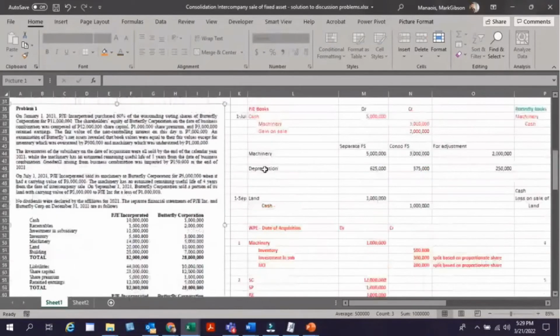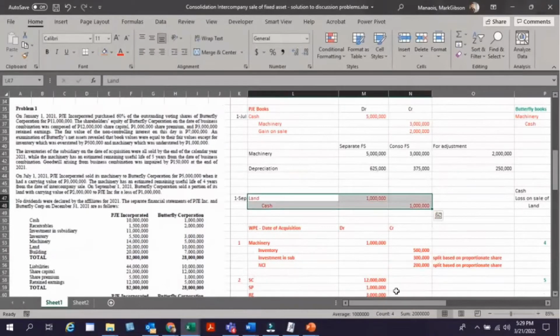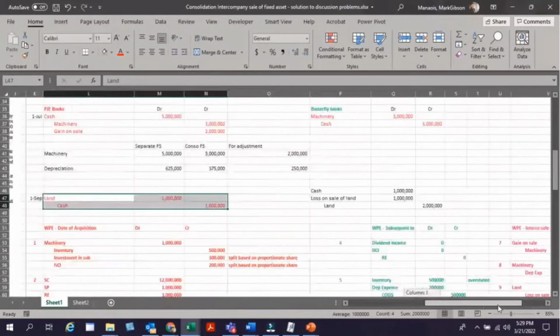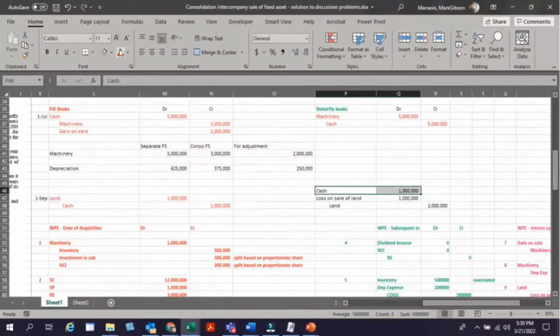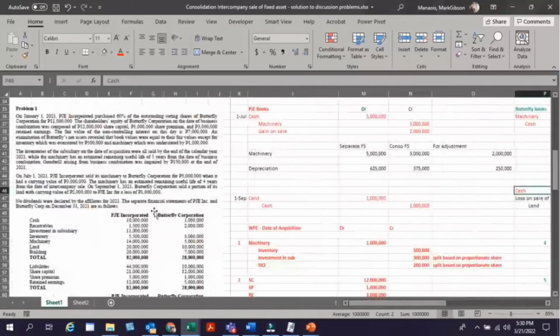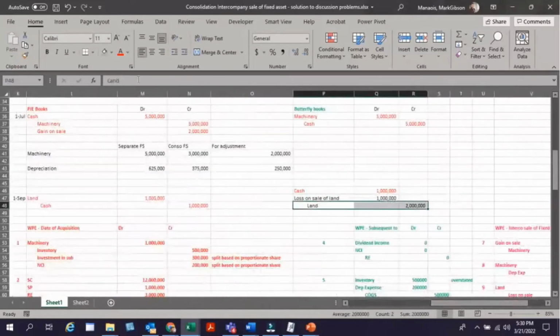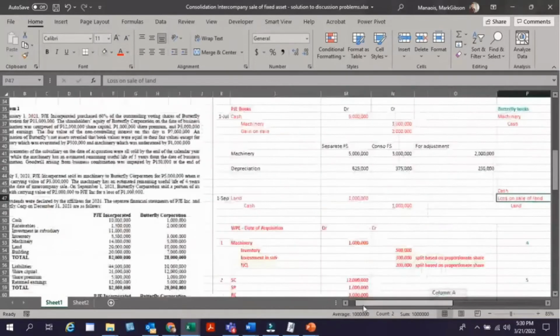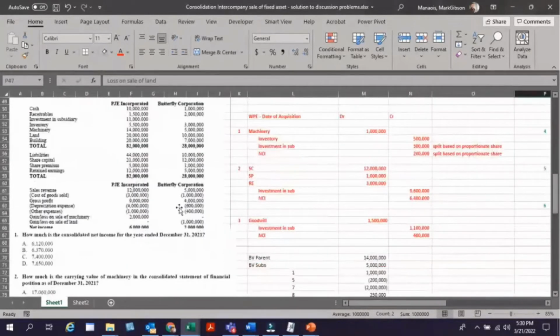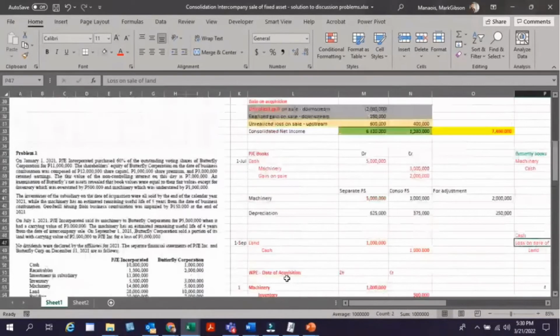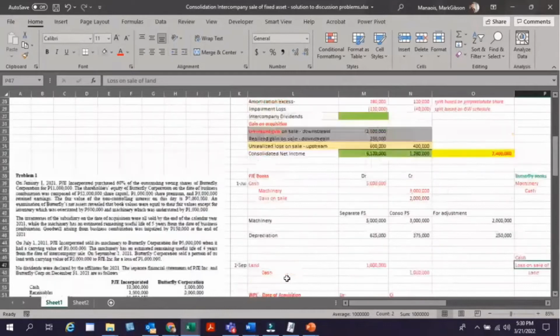So kung yung land sa book ni PJE, bumili siya from Butterfly, so debit land, credit cash. Pero sa books ni Butterfly, magkano yung na-receive niya? Proceeds, that's 1 million. Magkano ngayon yung book value or carrying value of the land? It's 2 million. So therefore, Butterfly will have to recognize loss on sale of land for 1 million. In fact, when we go to the separate income statement of Butterfly, ayun, meron nga siyang na-recognize na loss. But again, during the preparation of the consolidated financial statement, we have to eliminate the loss on sale.